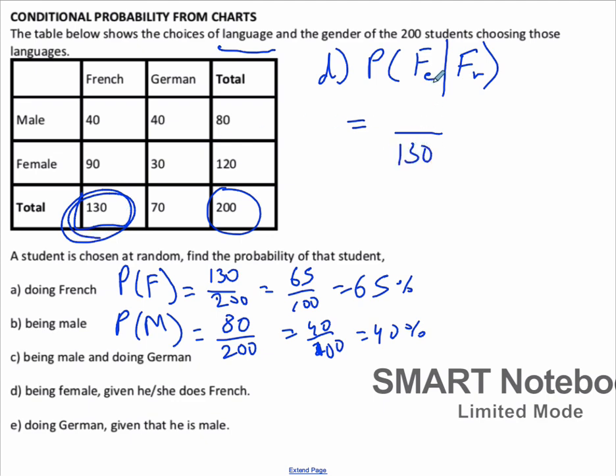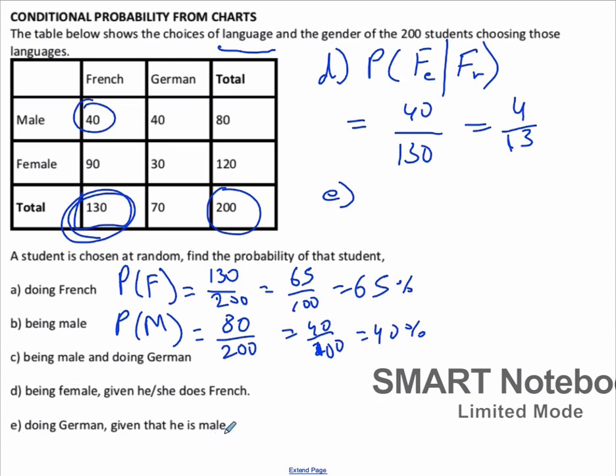Okay, and how many of those are female? It's 40. So it's just 40 out of 130, or 4 out of 13. So for part E, or did we skip one? I did skip one. Okay, let's just go on to part E.